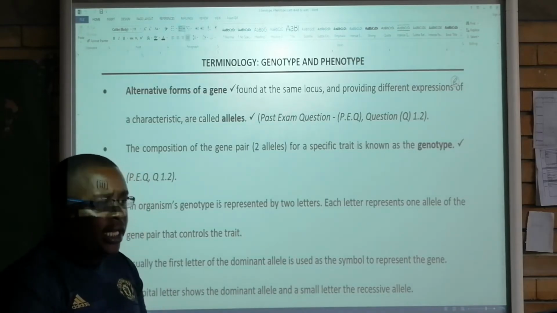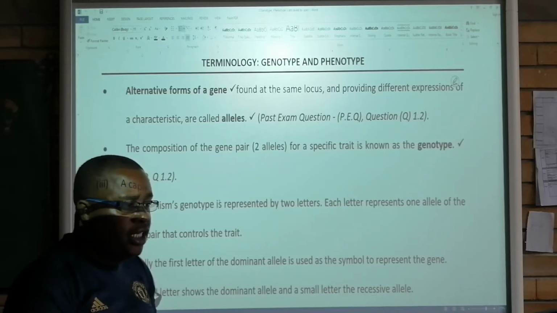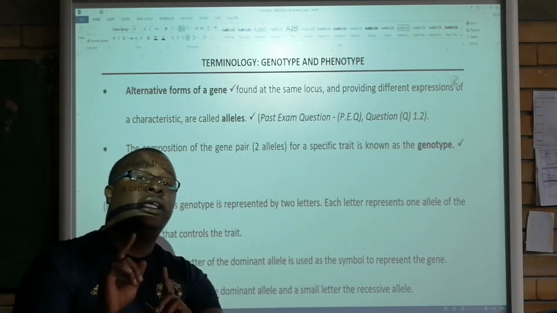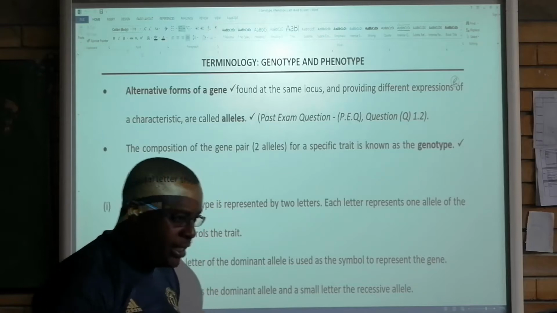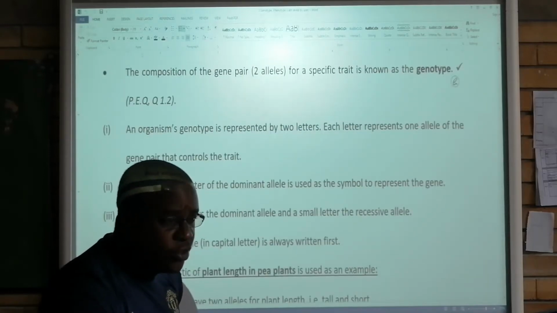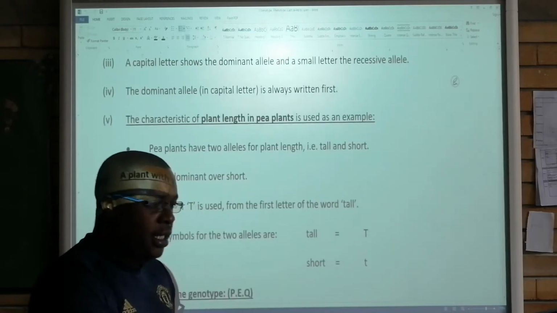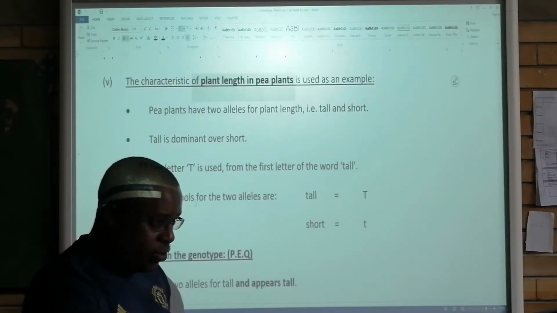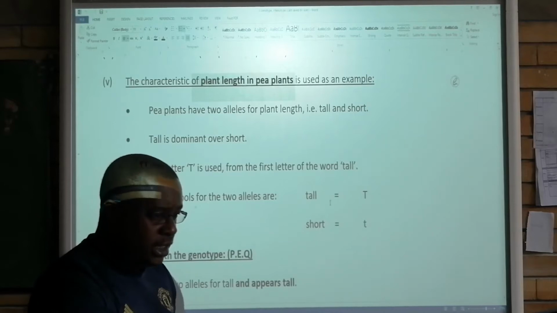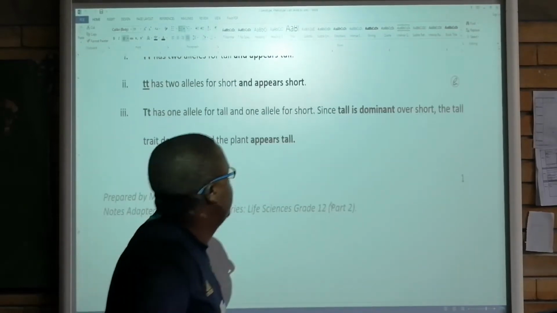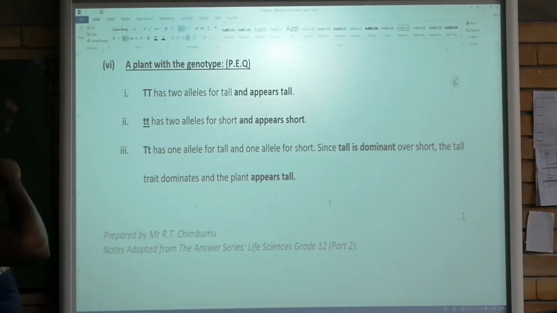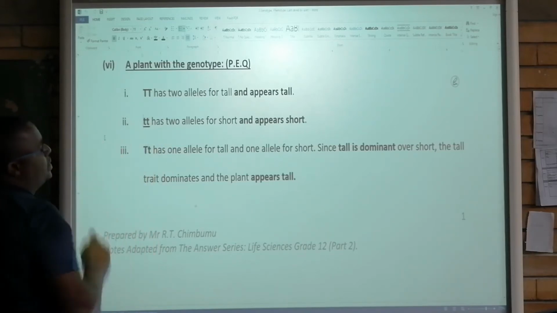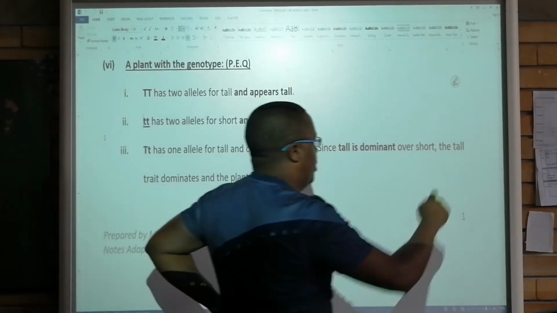We looked at this in the last lesson, and we looked at the composition of the gene pair, and we said that this composition of the pair is what is actually the genotype of that particular characteristic. Then we looked at the guidelines on how we write genotypes. We looked at plant height in pea plants, a simple example. We now know that tall is dominant over short, and because of that, we end up generating these genotypes. Hope that makes sense. Walk with me.